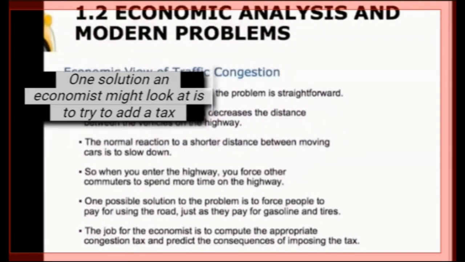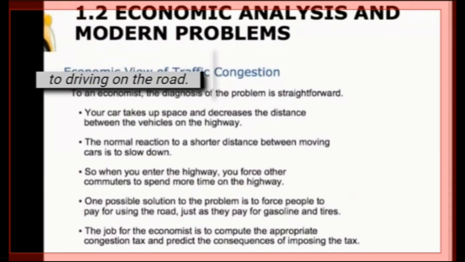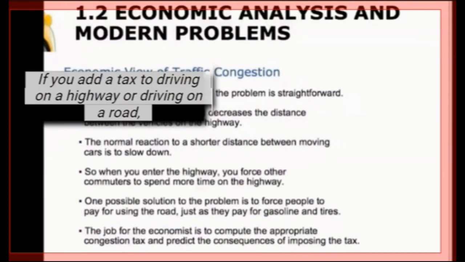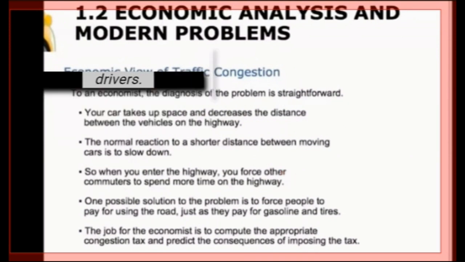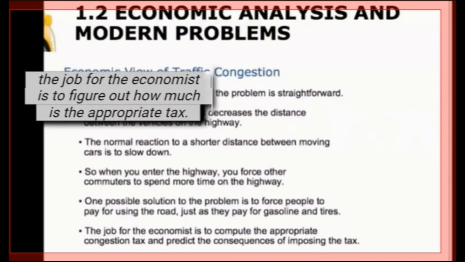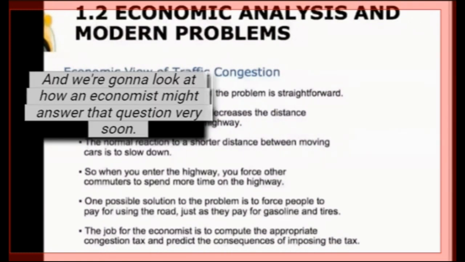One solution an economist might look at is to try to add a tax to driving on the road. If you add a tax to driving on a highway or driving on a road, then each individual driver has to look at their effect on other drivers. Now, the job for the economist is to figure out how much is the appropriate tax. And we're going to look at how an economist might answer that question very soon.